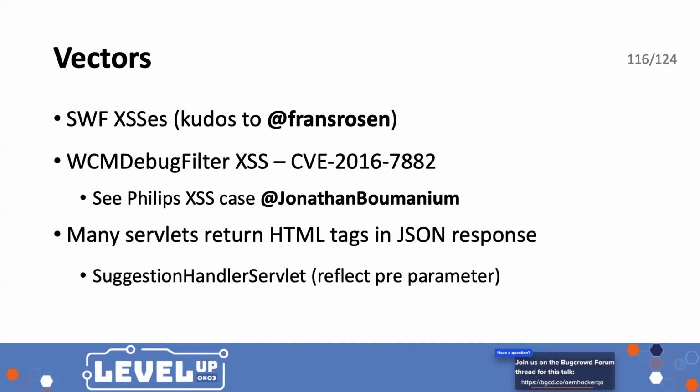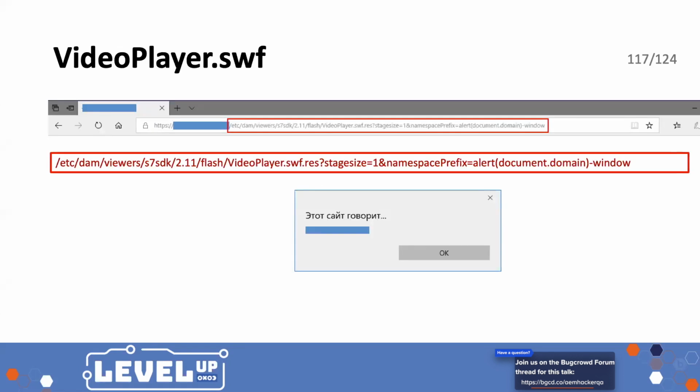For example, SuggestionHandlerServlet is suitable for that. It takes a parameter with the name query and returns its content back in a JSON structure without escaping. Sometimes you can manipulate the content type header of the response by adding, for example, /a.html to the path in the URL.